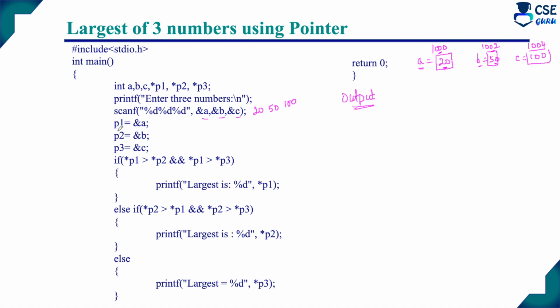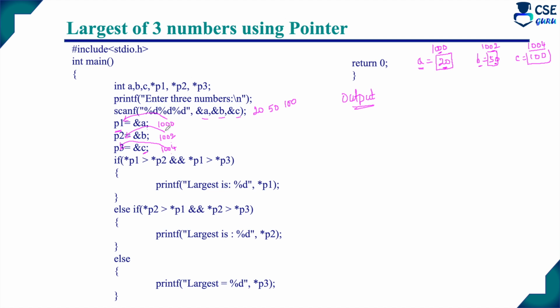Now P1 equal to address of A. The address of A is nothing but 1000, which will be stored in P1. Next, 1002 will be stored in P2, and 1004 will be stored in P3. So P1 will store the value 1000, which is the address of variable A. P2 will store 1002, which is the address of variable B. And P3 will store 1004, which is the address of variable C.